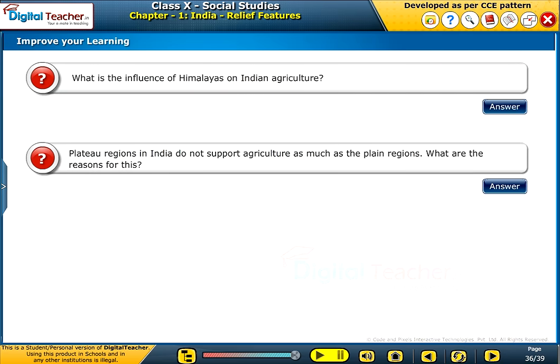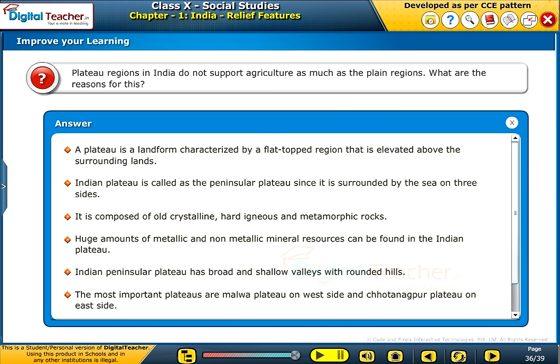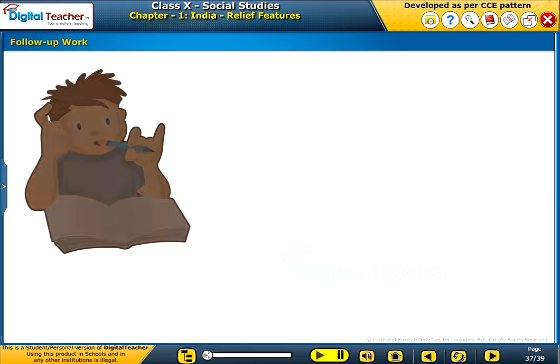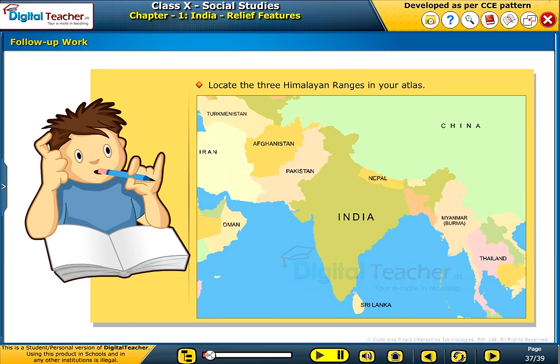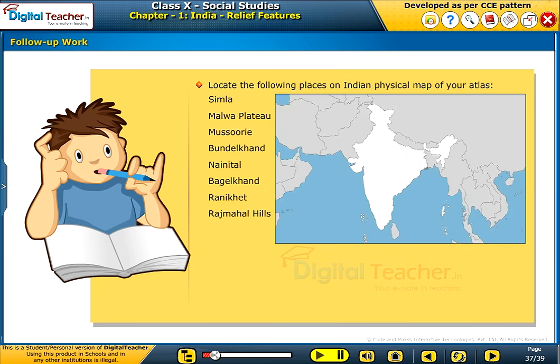Read the questions and attempt the answers on your own. You can click Answer for your reference. Take up the following activities. Locate the 3 Himalayan ranges in your atlas. Locate the following places on Indian physical map of your atlas: Shimla, Malwa Plateau, Mussoorie, Bundelkhand, Nainital, Baghelkhand, Ranikhet, Rajmahal Hills.